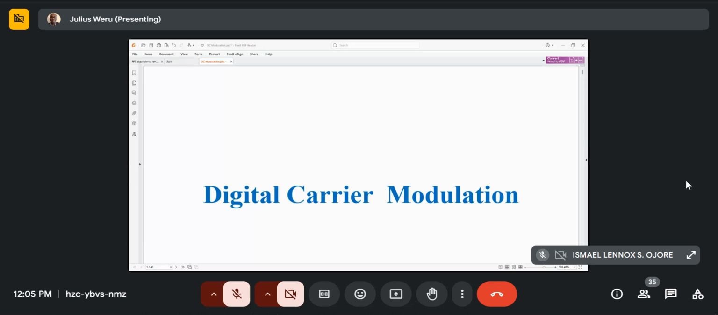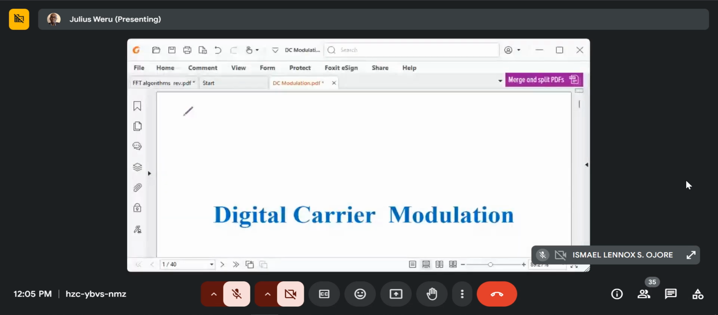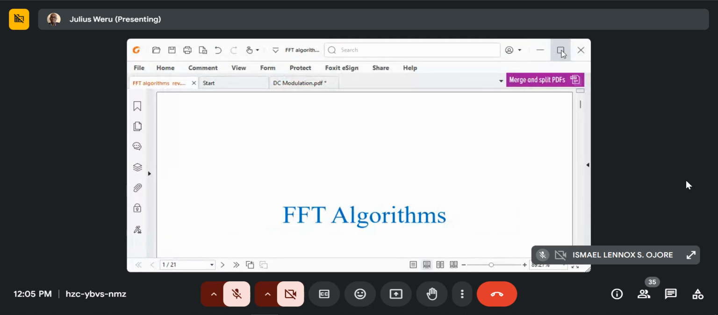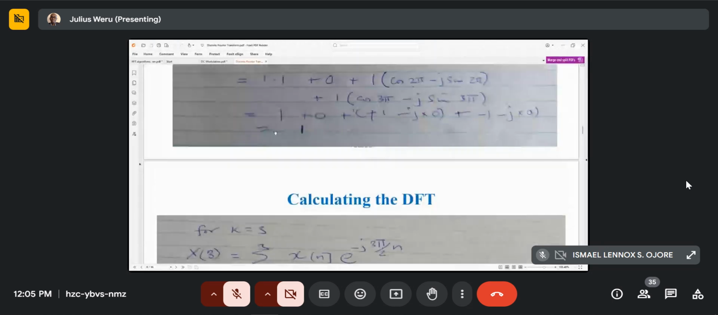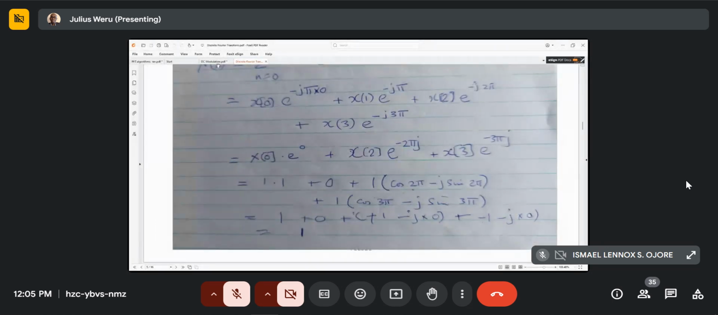So I thought I would just look at it for a few minutes. I hope you can see my presentation. I'm having digital carrier modulation. I want to change it to FFT. In fact, I also want to have DFT on the screen, because there are some things, 127, that is DFT. Once I'm in the PDF, whichever document I go to, you'll be able to see it without restarting the presentation.